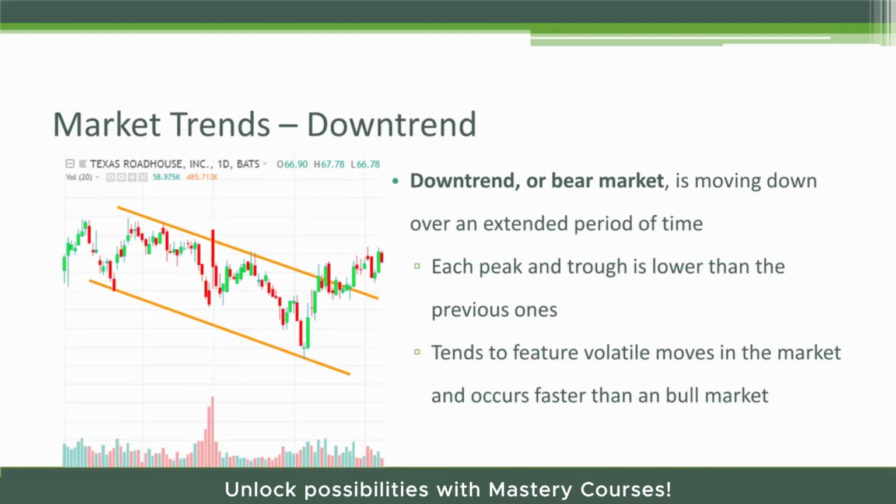A downtrend or bear market is when a market moves down over an extended period of time. In this case, each peak and trough is lower than the previous one. Bear markets tend to be more volatile than bull markets, and they also tend to happen more quickly than a bull market. And we'll see that in a couple of charts that we'll look at in just a minute.